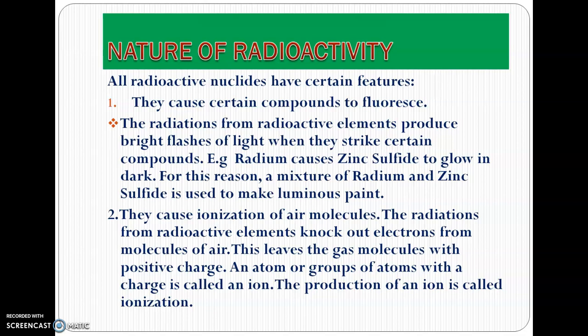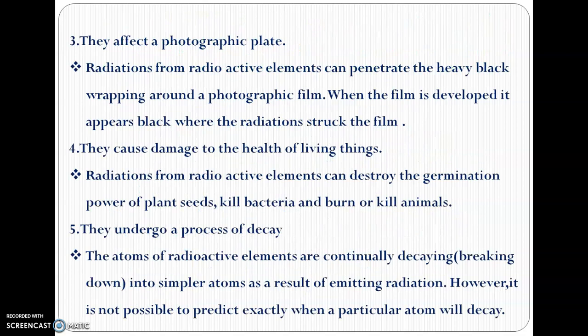They cause ionization of air molecules. The radiations from radioactive elements knock out electrons from molecules of air. This leaves the gas molecules with positive charge. An atom or groups of atoms with a charge is called an ion. The production of an ion is called ionization. So the bottom line is they cause ionization of air molecules.